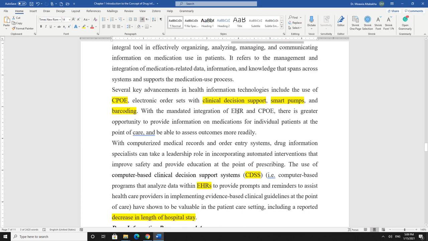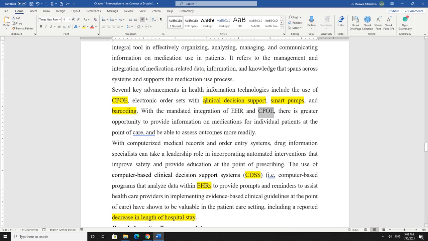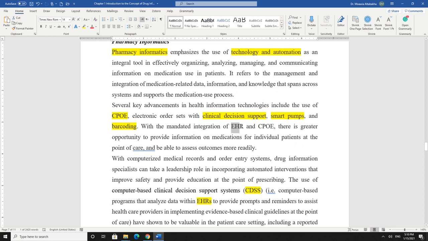We talked previously about the EHR, electronic health record, and CPOE. But technology is also clinical decision support, which I told you about. Clinical decision support systems are incorporated in pharmacy informatics. Pharmacy informatics includes a clinical decision support system, computerized provider order entry, and electronic health record.